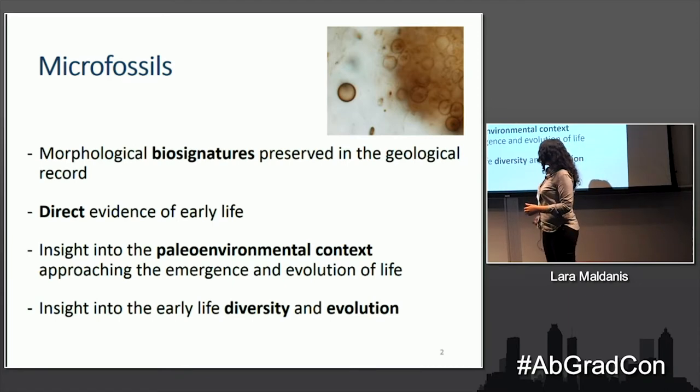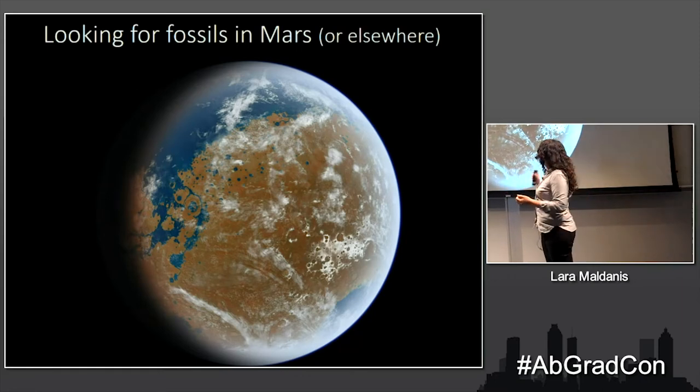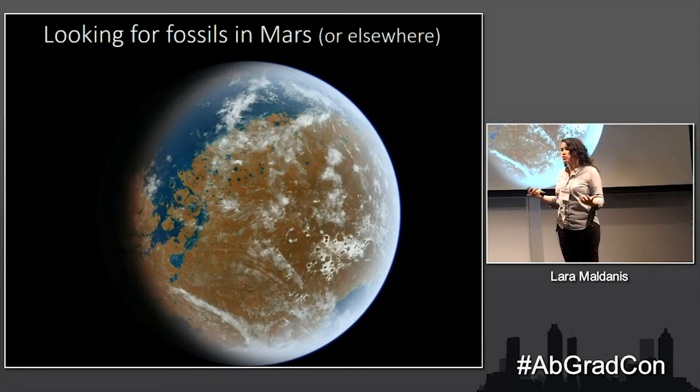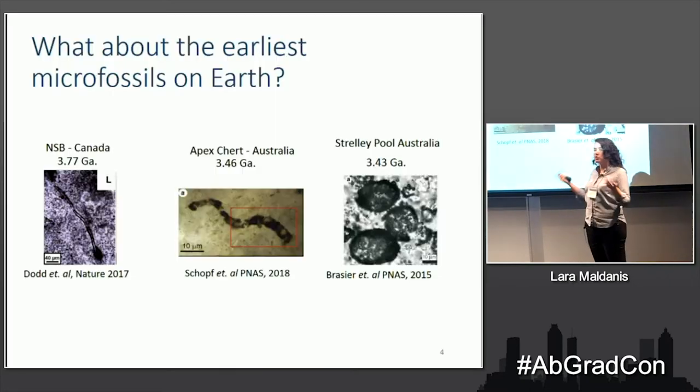So, microfossils are really interesting. We know that in the past of Mars there were habitable conditions, so we may have traces of life there, so let's go look for them. And this is one of the aims of NASA and ESA for the next years. But if you want to look for life on Mars, we also need to think about how we identify these structures. How do these structures that we know on Earth look?